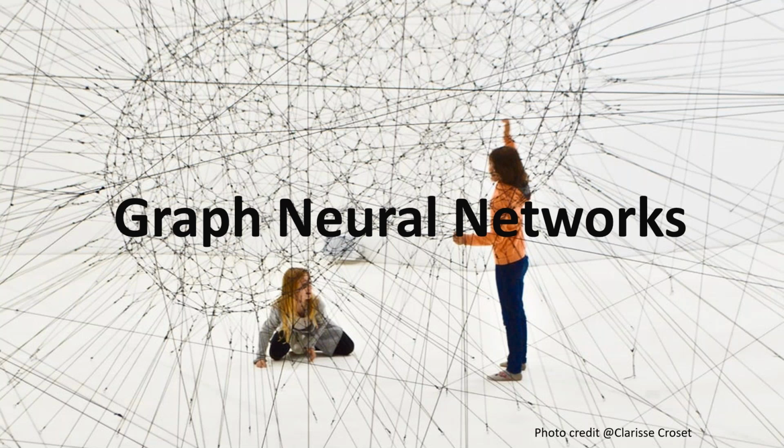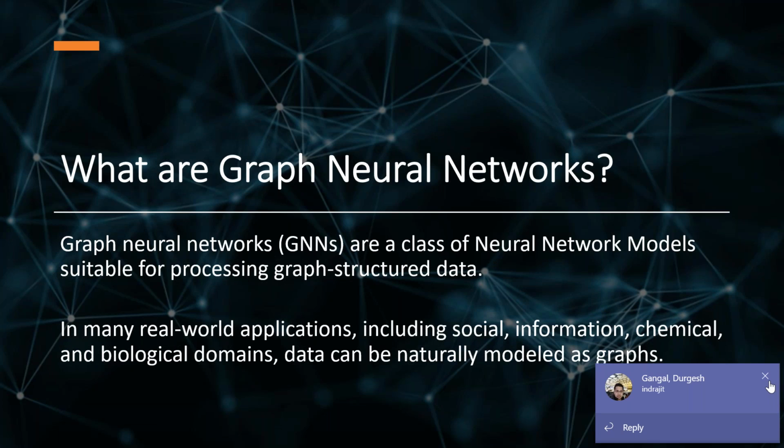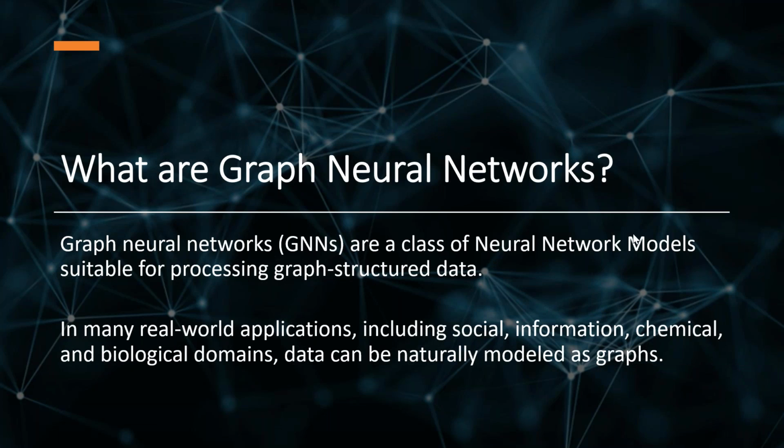Graph neural networks are a class of neural network models suitable for processing graph structured data. We can have different structures of data. As we know already, we can have semi-structured, structured, or probably non-structured data. So based on that, we decide what kind of algorithm we need to use in those scenarios.